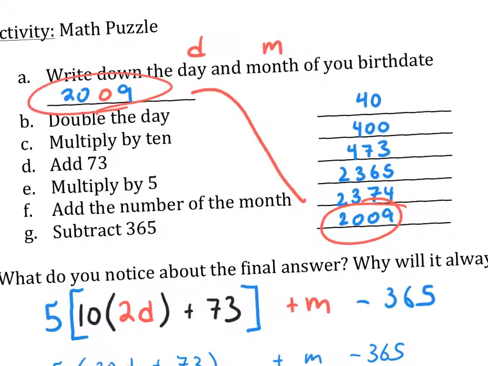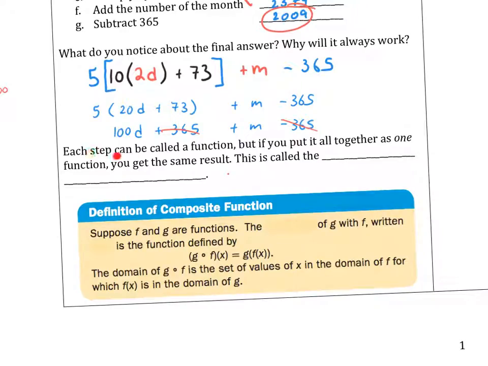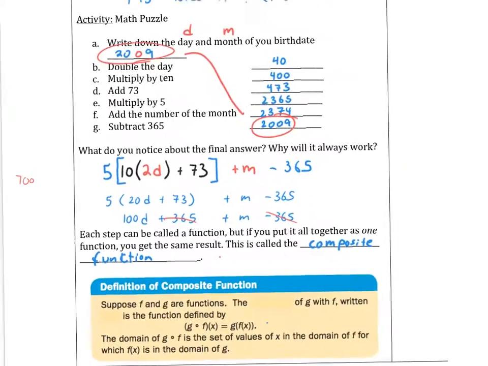So it seems magical, and I hate to ruin the wonder. Each step can be called a function. So each step, that is, I add 73 and I multiply by 2, etc. But if we put it all together as a single function, we end up getting the same result as following it step by step. So this is called the composite function. So notice, like I said before, multiplying by 100 and then simply adding the month is equivalent to following all those steps up there.